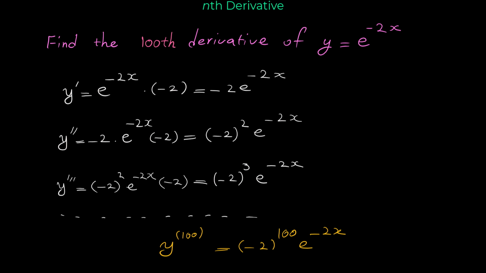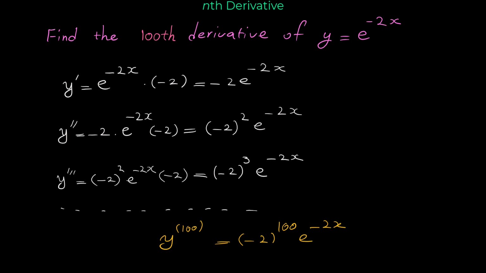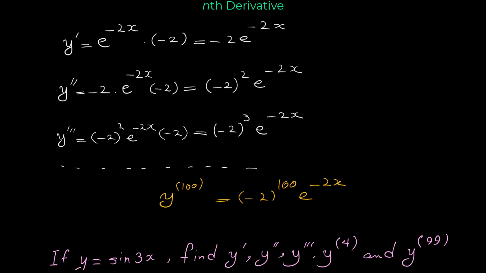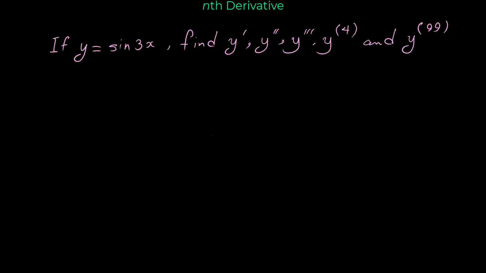If you want, instead of negative 2 to the 100, because the power is even, we can simply write 2 to the 100, because when negative is raised to an even power, the negative cancels. But you can leave your answer in this form. So if you want, you can rewrite your answer in the form of 2 to the 100 times e to the negative 2x. Now look at this question.